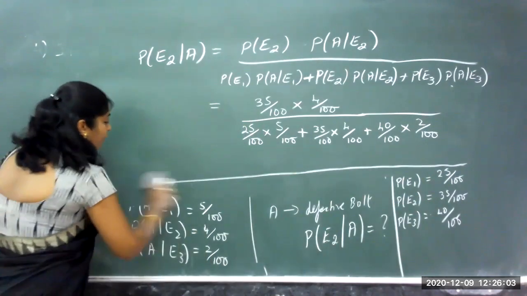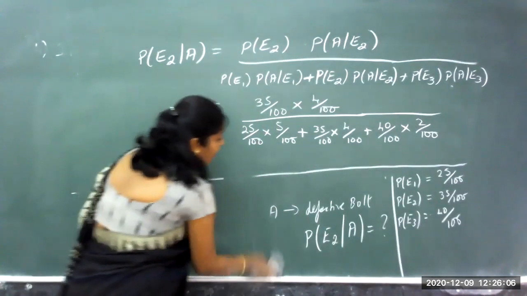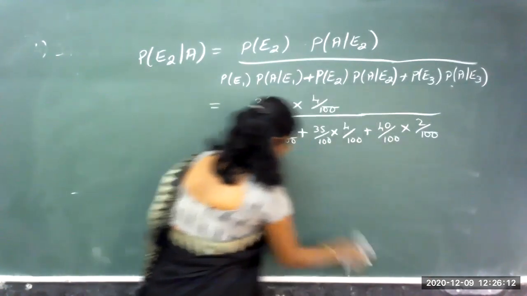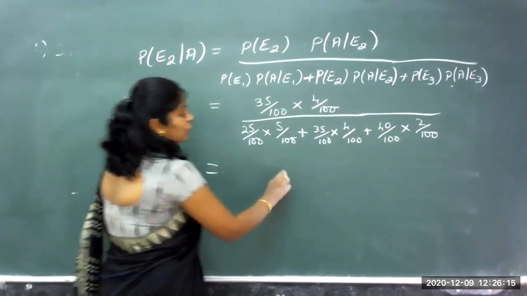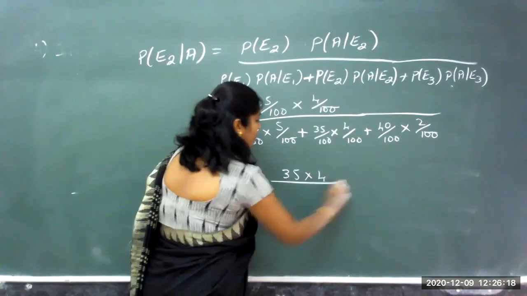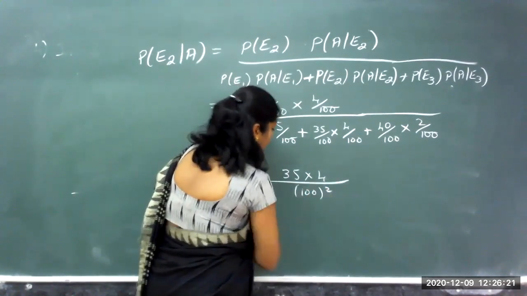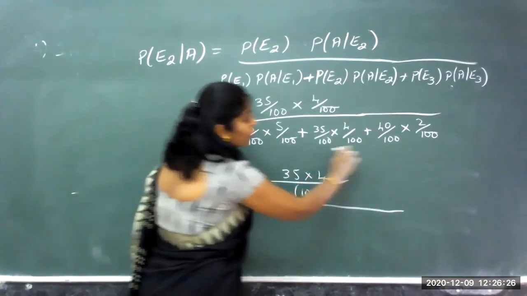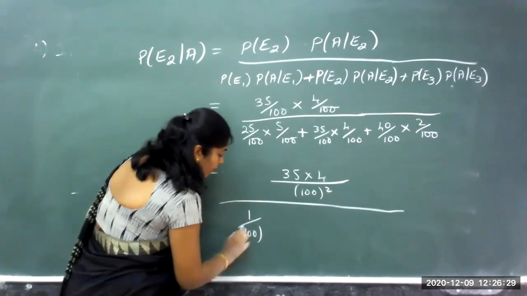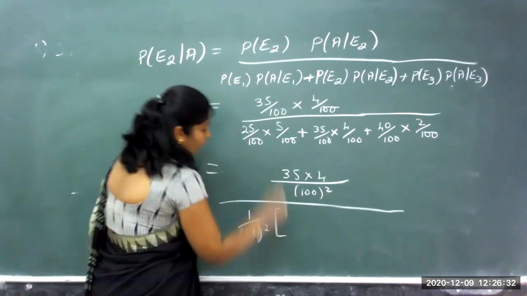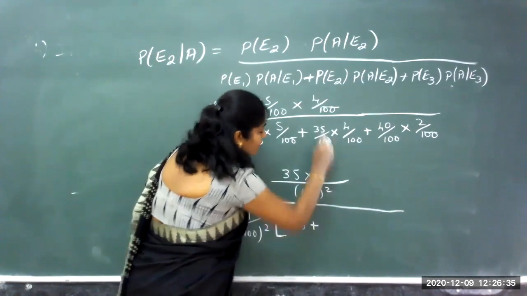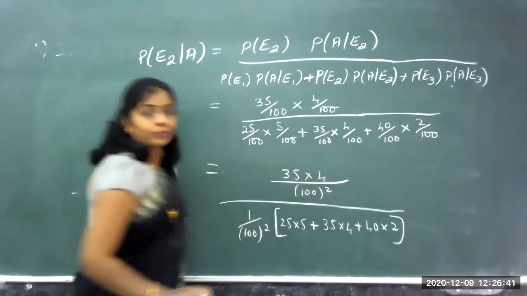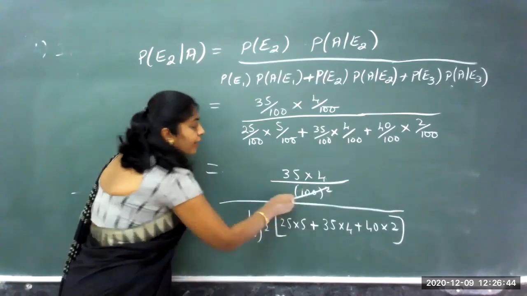Now let me simplify this. In the denominator, 100 square is common to all terms, so I can take it off. In the numerator, 35 into 4 is also over 100 square, since 100 into 100 is 100 square. The denominator also has 100 into 100, so 100 square is the common factor I can take off. What is left out: 25 into 5 plus 35 into 4 plus 40 into 2. The 100 squares I can cancel.